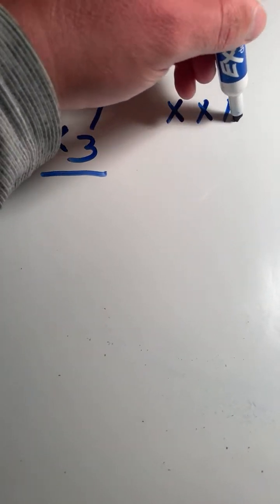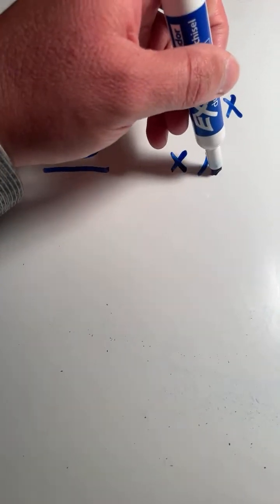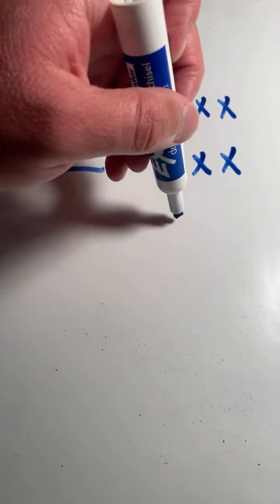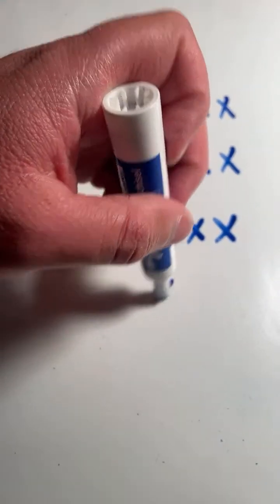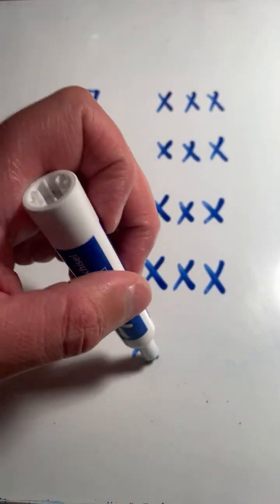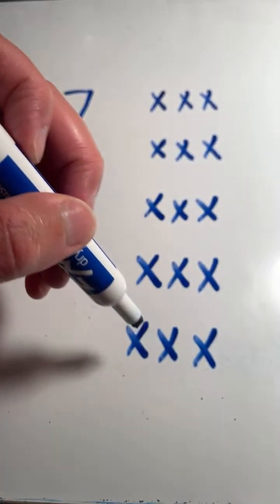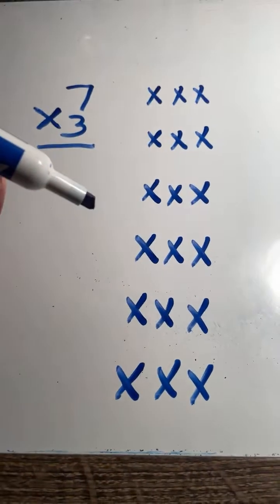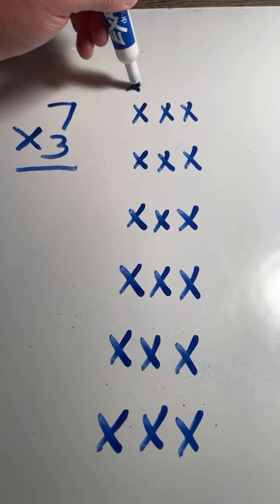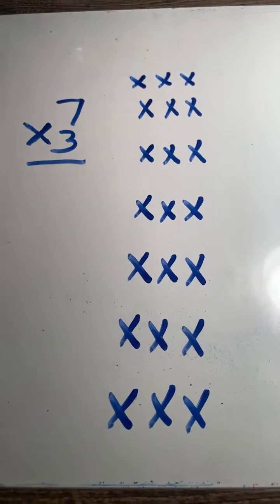1, 2, 3, that's one group. 1, 2, 3, that's 2 groups. 1, 2, 3, that's 3 groups. 1, 2, 3, that's 4 groups. 1, 2, 3, that's 5 groups. 1, 2, 3, that's 6 groups. 1, 2, 3, so 7 groups of 3.